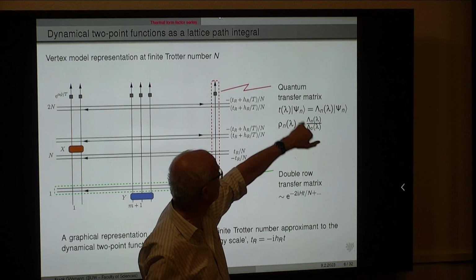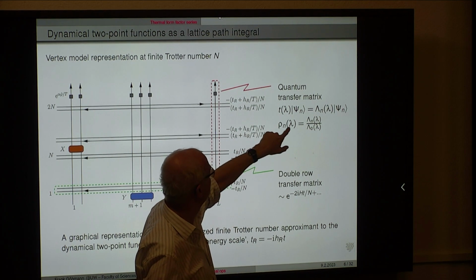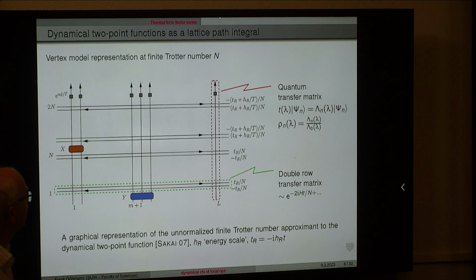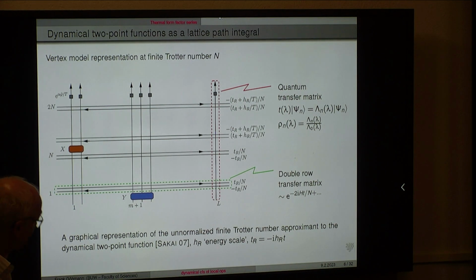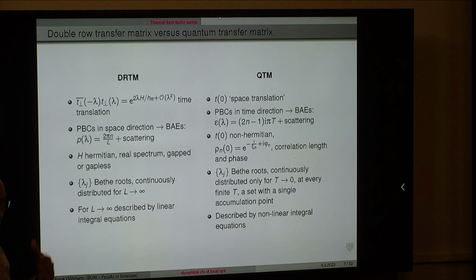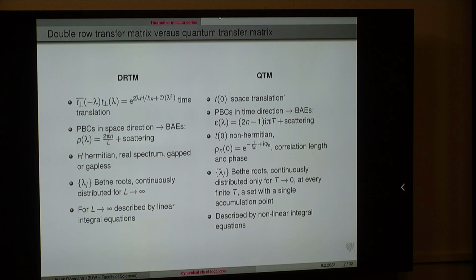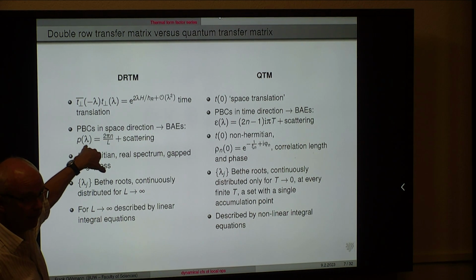It has eigenstates psi n and eigenvalues lambda n, and I'll crucially use this ratio of eigenvalues, rho for ratio, so lambda n over lambda 0 is one of my most important inputs, and I have the states here. That's all. Not everybody is used to these transfer matrices, so the double row transfer matrix is familiar to everybody: it approximates the evolution operator, and if you apply periodic boundary condition on this side and do Bethe ansatz, what you are doing is you quantize the momentum, right?